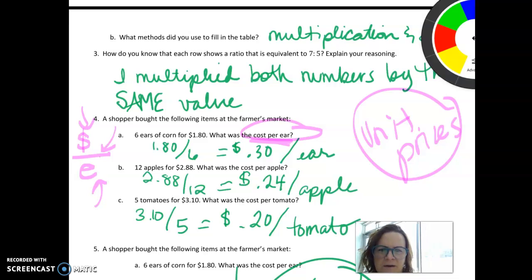So $1.80 divided by 6, that's 30 cents per ear. $2.88 divided by 12 is 24 cents per apple, and $3.10 per 5 tomatoes is 20 cents per tomato.